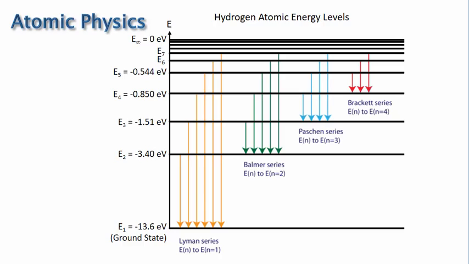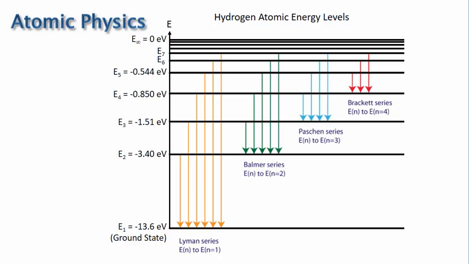All of the transitions to the ground state are called the Lyman series. All of the transitions down to the second energy state are called the Balmer series. All of the transitions down to the third energy state are the Paschen series, and so on. Each set is named for the person who was significant in their discovery.